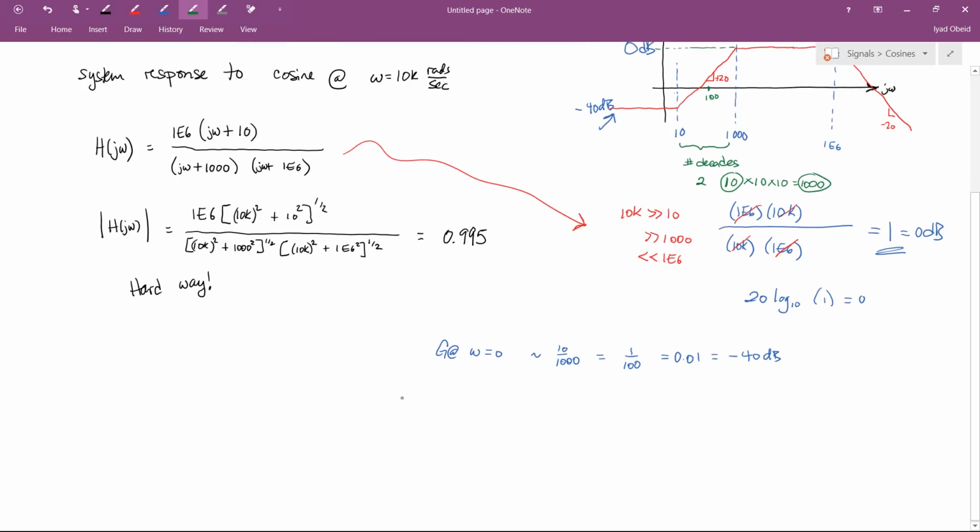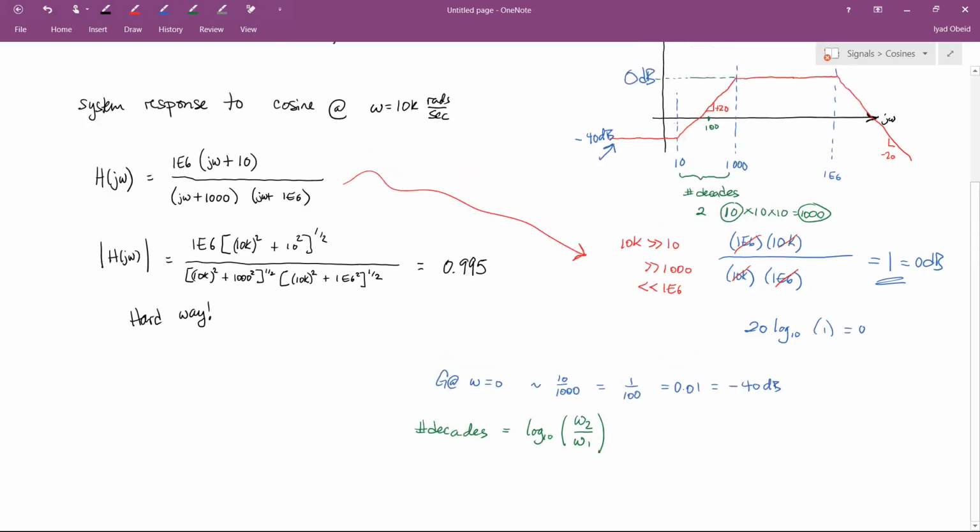Generally speaking, the number of decades can be calculated as the log of the ratio of two frequencies. So in our case it would be log base 10 of 1,000 over 100, which is 2 decades. Now, two final things I want to tell you.